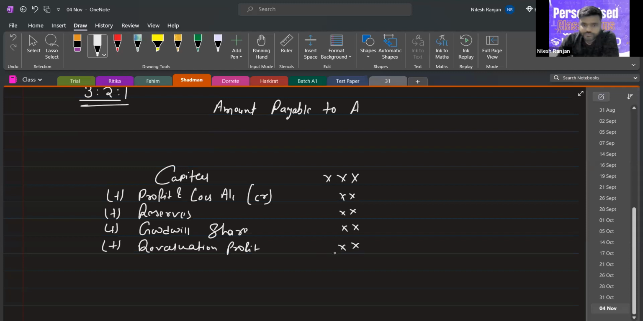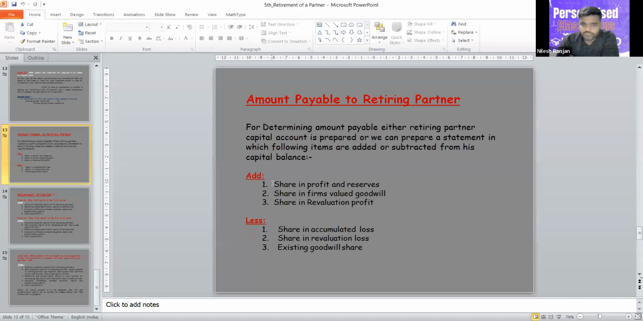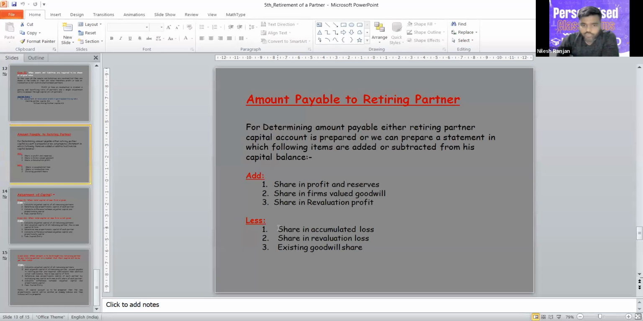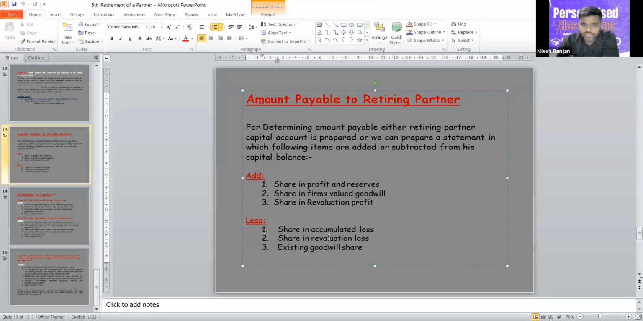After that, there will be some items which will be deducted. You can see here, first we have to add share in profit and reserves, share in the firm's valued goodwill, share in revaluation profit. So these three items will be added, and share in accumulated loss, share in revaluation loss, and existing goodwill share will be deducted.